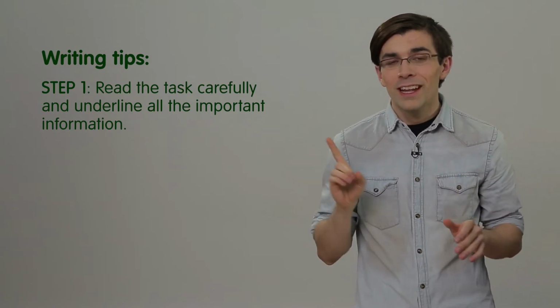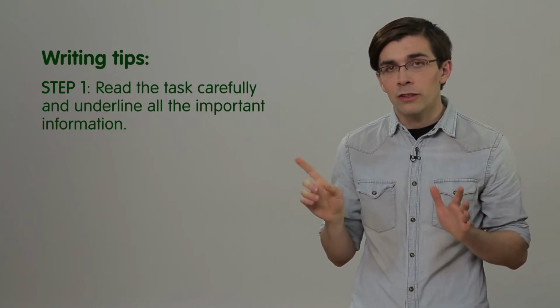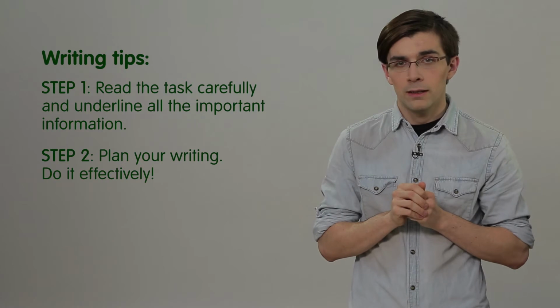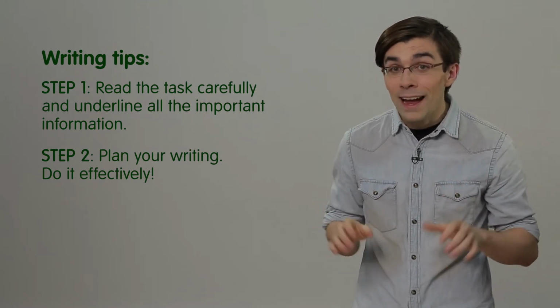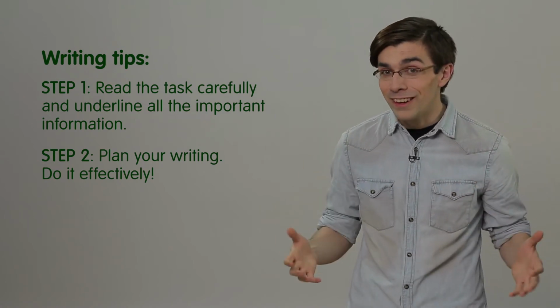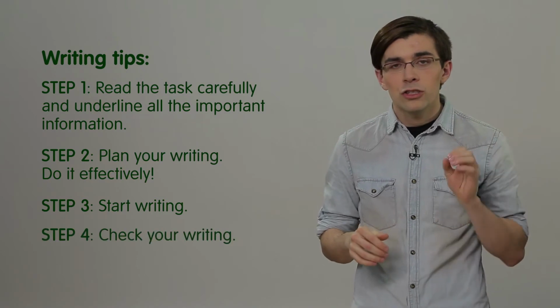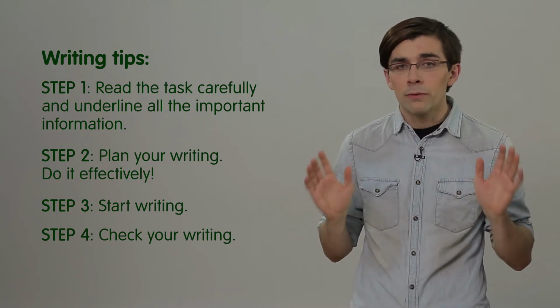Now, some tips that you can use for approaching the writing section are, first and foremost, read the task carefully and underline all the important information. If it sounds like I'm a broken record player or talking on repeat all the time, it's because I am for this point. It's very, very important that you read the task carefully and underline all the important information. Step 2 is plan your writing and do it effectively, and I'll also say efficiently. You want a very efficient, clean, good plan for your writing. Because when you get to step 3, actually writing, it will make the process much faster and much easier. So step 3, start writing. Write your exercise, your essay, your letter. And step 4, check your writing. Never, ever submit an assignment, an exercise, or anything without proofreading it first.